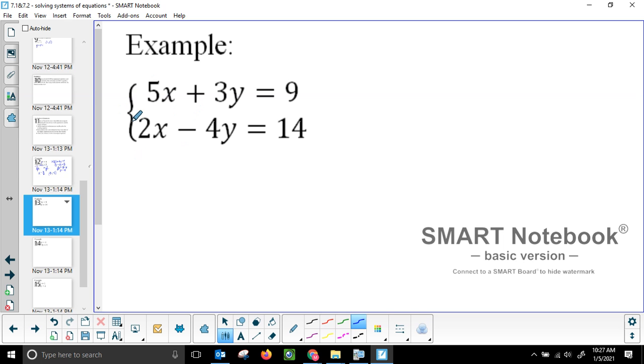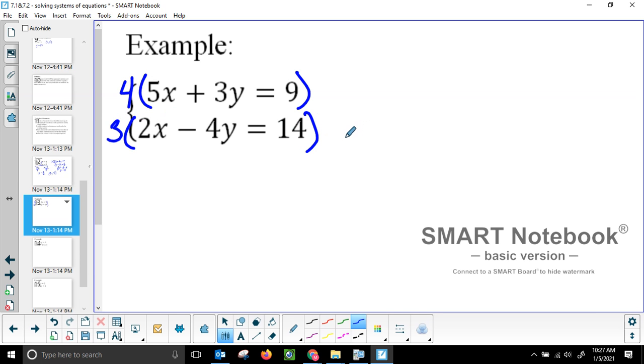You could just multiply one of these equations by a negative to change the x, but I'm going to go ahead and eliminate the y's here. Since I'm doing the y's, I want to find essentially the smallest number that is a multiple of both of these, which is going to be 12. So I'm going to multiply this top equation by 4, and I'm going to multiply the bottom equation by 3.